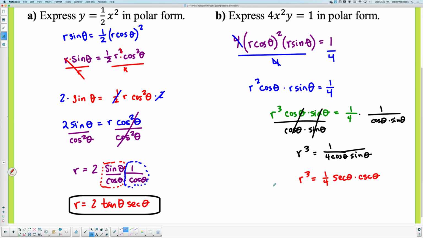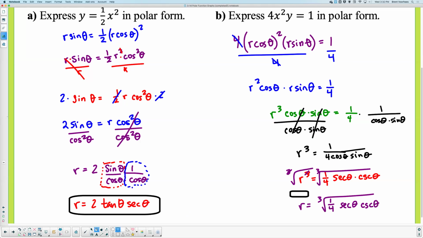That could be your answer, or if you wanted to cube root it, cube root it. If I cube root each side, this would cancel over here, and r would equal the third root of 1/4 secant theta cosecant theta, and that would be my answer there. Again, we could go graph these and check it out.